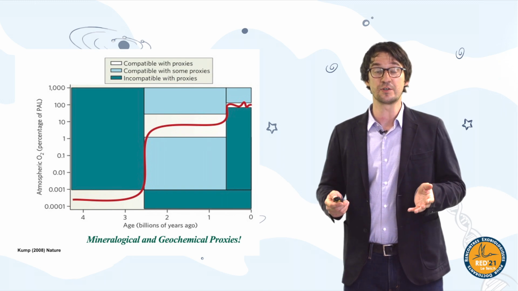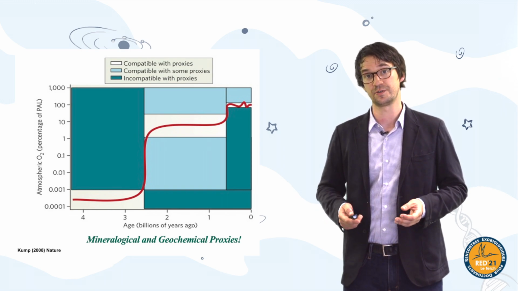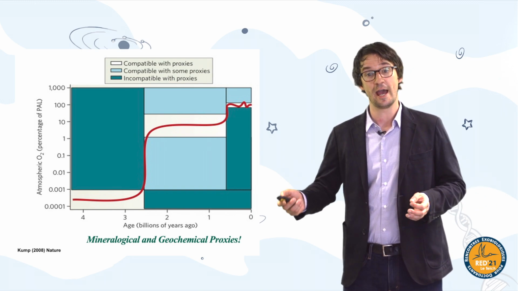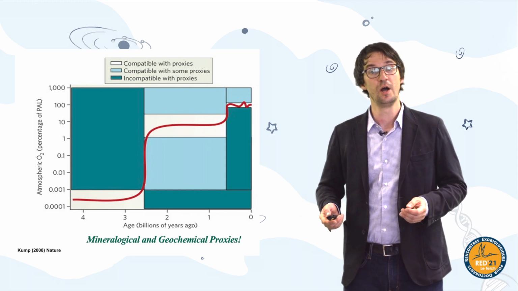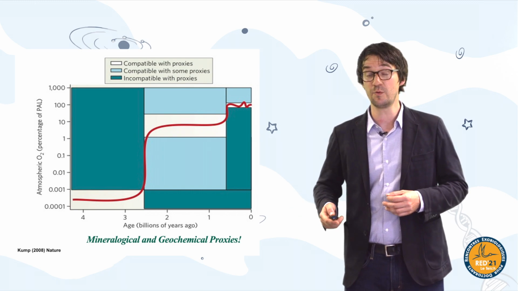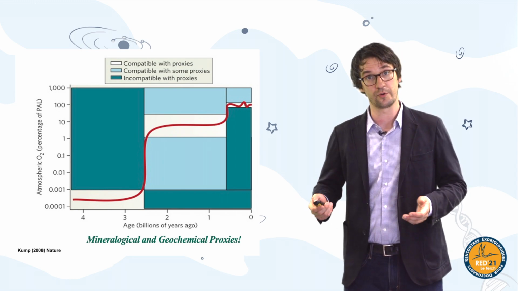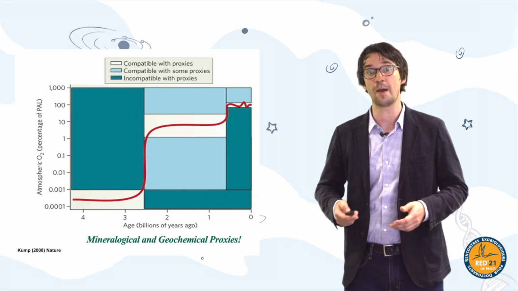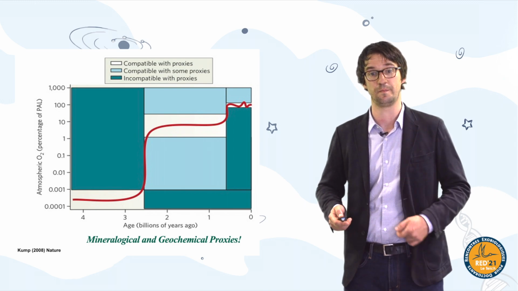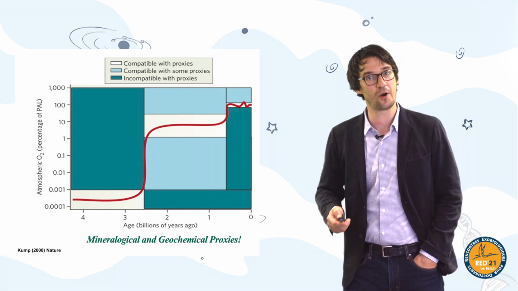The uncertainties around the actual atmospheric oxygen concentrations between 2.5 and about 0.5 billion years ago are large, and it was likely dynamic in this time. And then you can see that we have the Neoproterozoic oxygenation event capping this history around 500 million years ago. Now let's talk about these proxies in more detail.